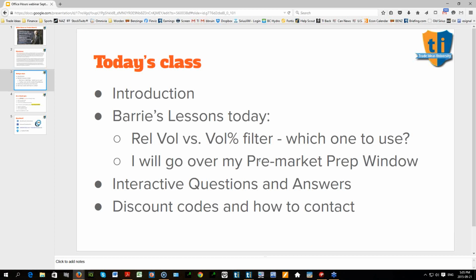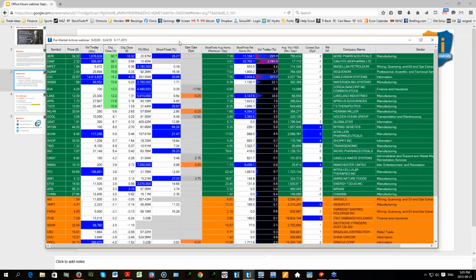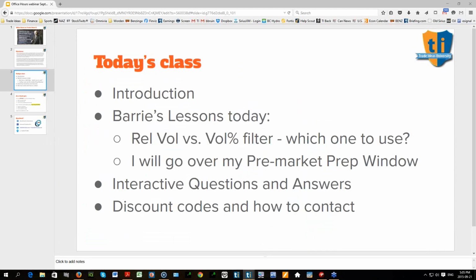I'm also going to go over my pre-market actives window. I'm going to go into this in a fair amount of depth, and that'll be a bit later during the presentation. I know a lot of you who know me from the trading room might have this particular window already. But if you don't, certainly I'll be happy to share it with you. All you're going to have to do later on is send an email to info@trade-ideas.com, and I'll be glad to send you this particular window.